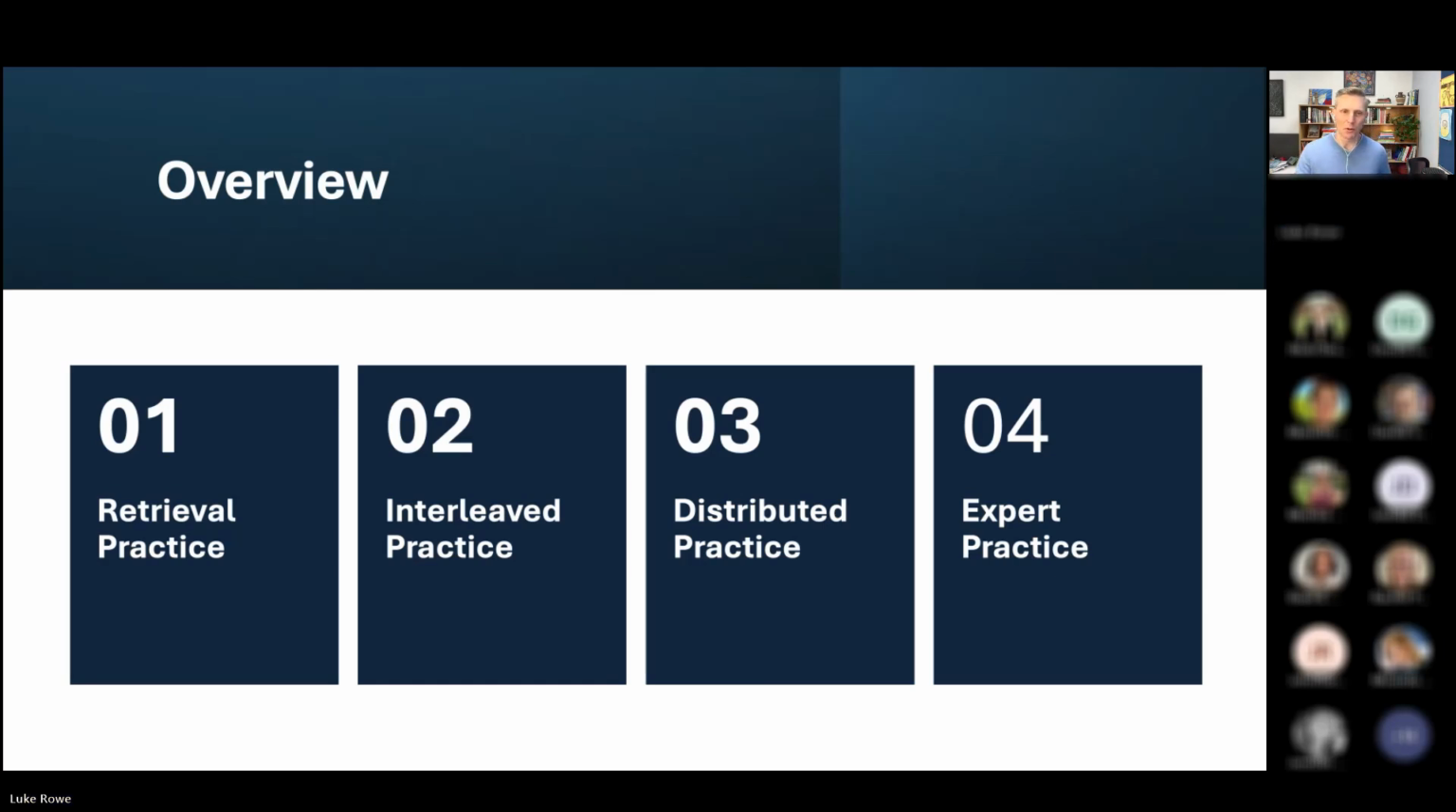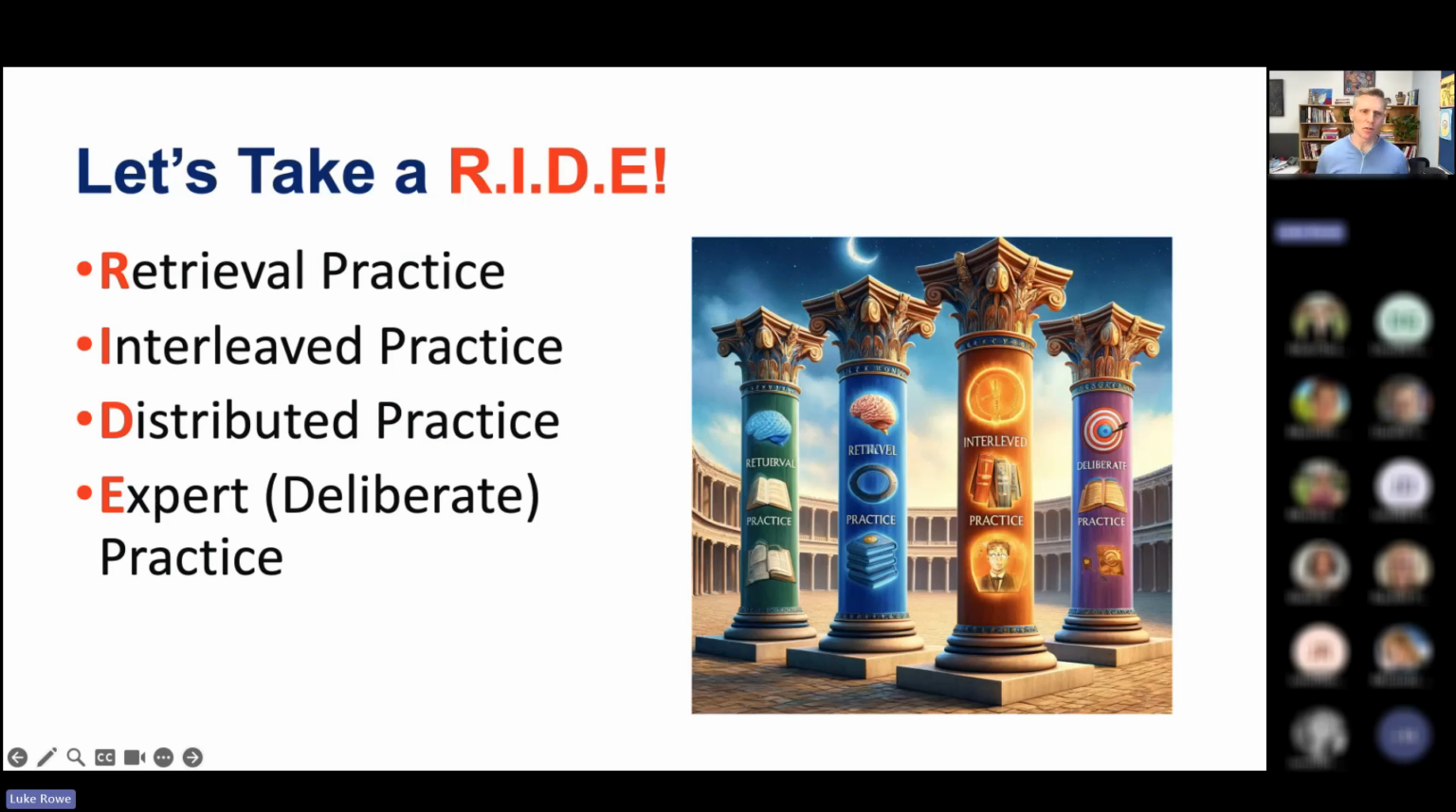So this is called the R.I.D.E model, and I'm not able to skip the slide. I have to do that manually. And that's what it looks like. So retrieval practice, interleaved practice, distributed practice, and expert practice, sometimes called deliberate practice. So that's your acronym, that's your mental model, that's our schema that we can share and go deeper with.